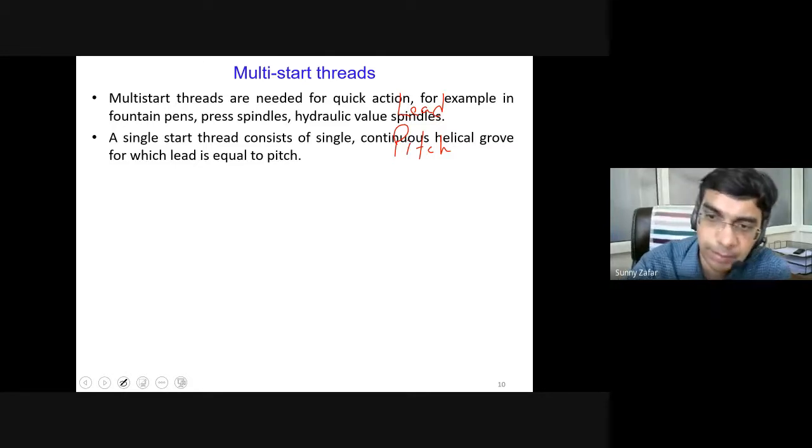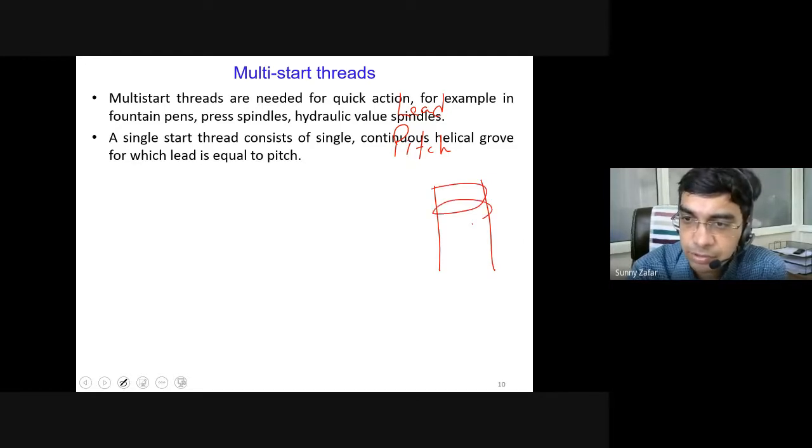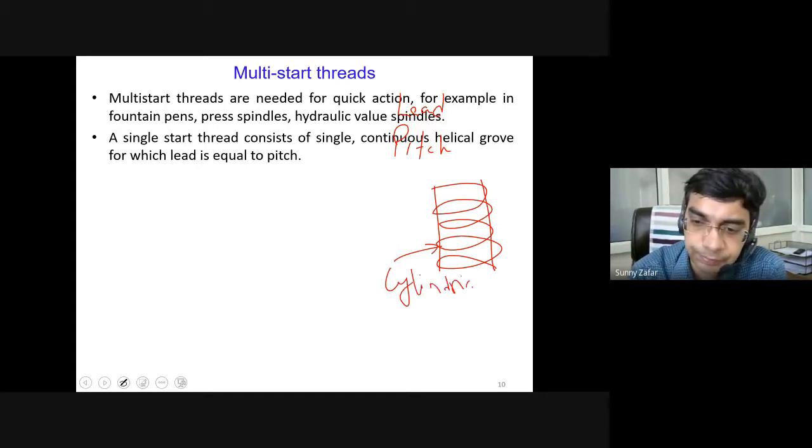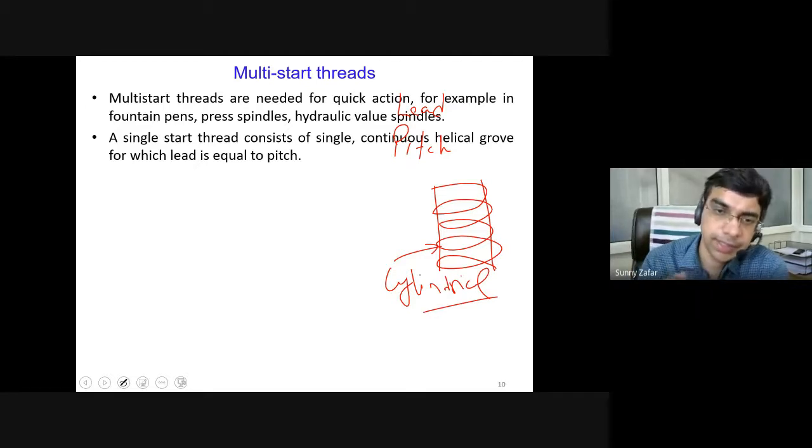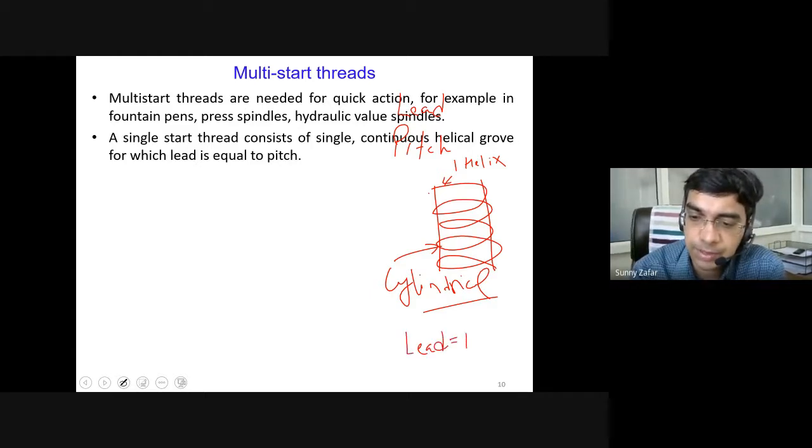If you remember what a thread is, threads are basically helical grooves cut on a cylindrical surface. These helical grooves cut on the cylindrical surface become the thread. Generally, in a single start thread, there is just one helix on the surface of the cylinder. In this case, the lead is equal to the pitch. Pitch is the distance between two consecutive crests or two consecutive troughs.